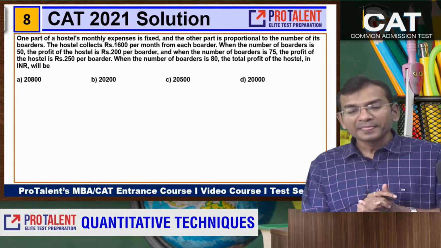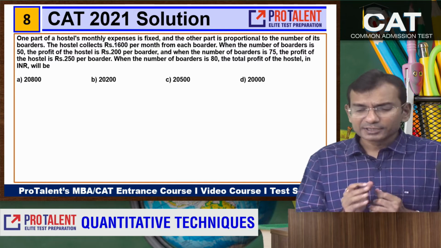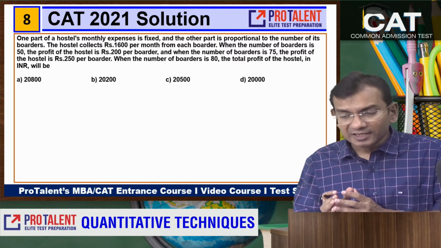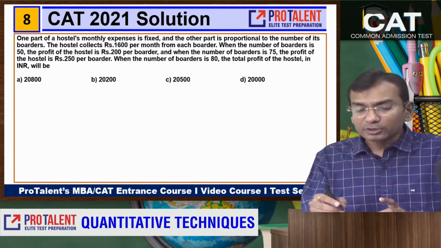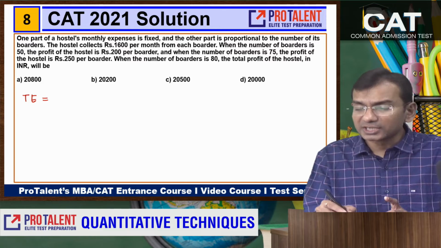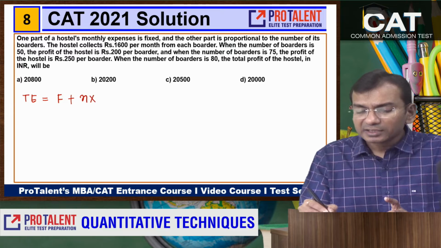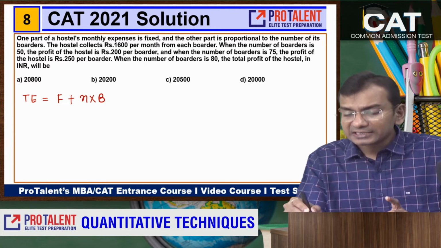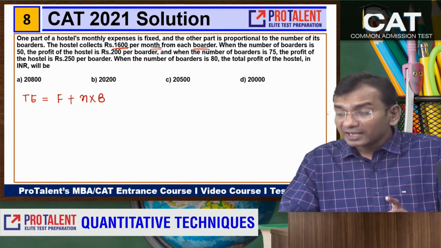Question number 8. वेरी इंटरेस्टिंग क्वेश्चन, ये बहुत स्टैंडर्ड टाइप ऑफ क्वेश्चंस रहते हैं, ठीक है। इसको बिल्कुल अच्छे से करना चाहिए। One part of hostel's monthly expense is fixed and the other part is proportional to the number of borders. So the total expense of the hostel will be fixed plus varying with number of borders. सिंपल है, ग्रेट। Hostel collects 1600 per month from each of the borders, ठीक है.